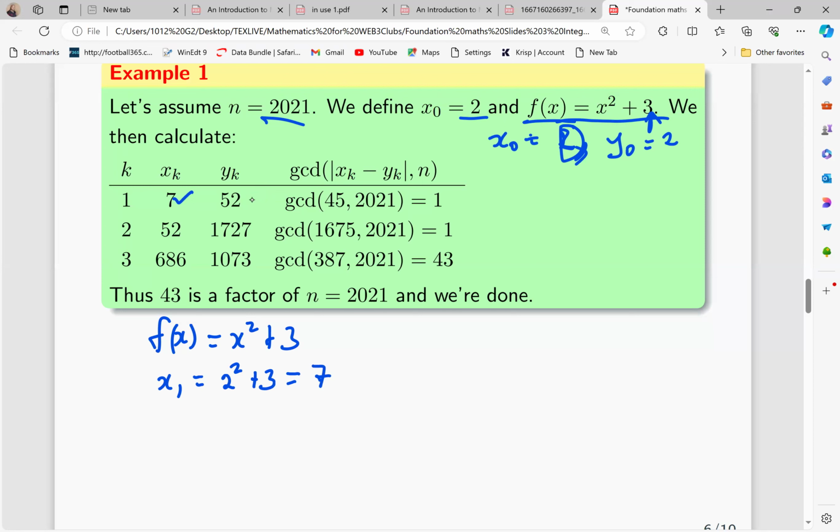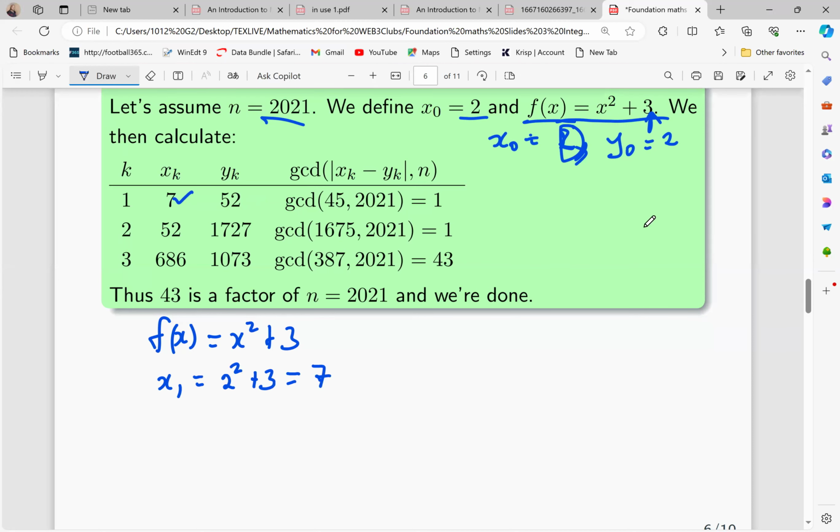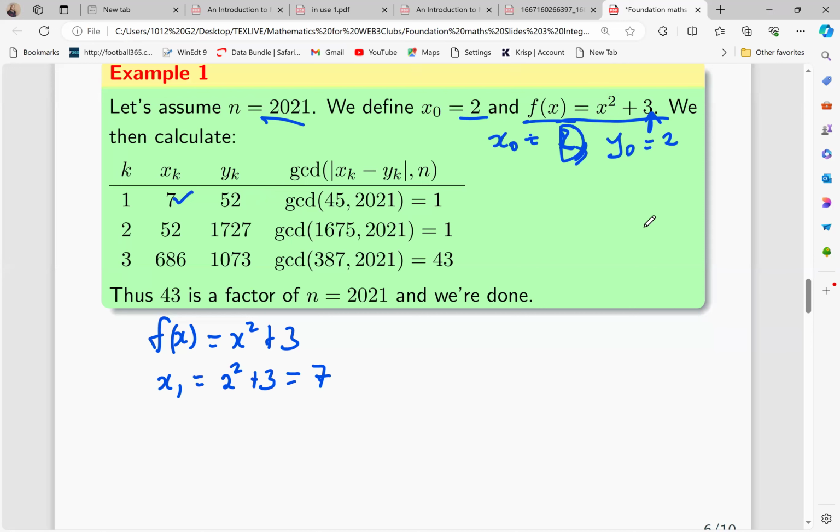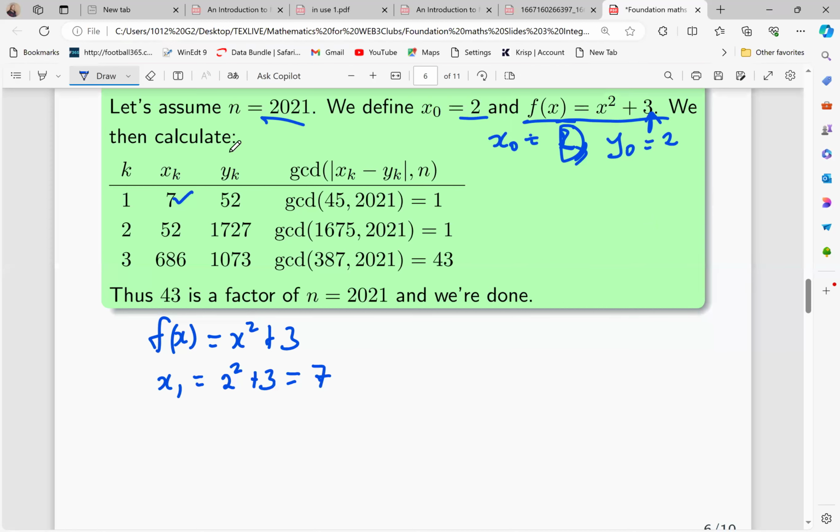What about my y? I had given you a formula already for getting y. Let me write this formula aside here so that we will be referring to it. y is given by x squared plus 3. So if I want to get f of y, let me call this y naught, for instance.